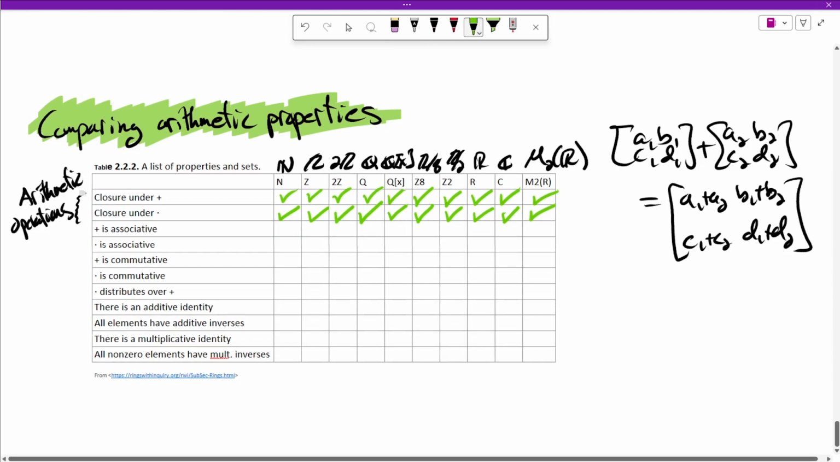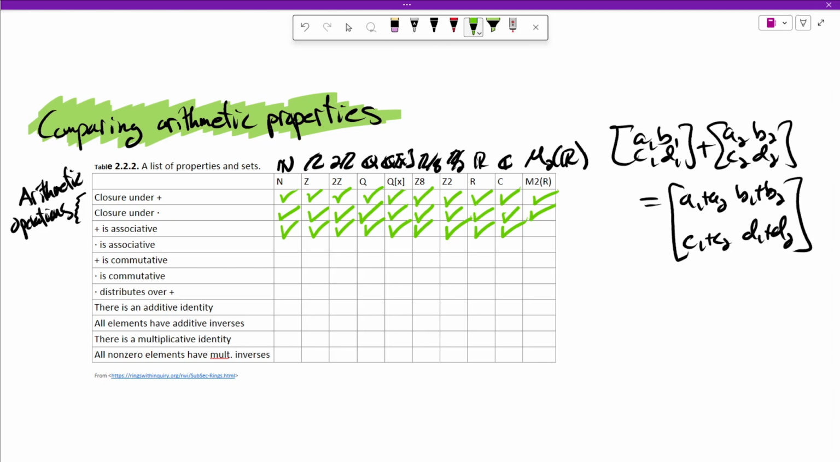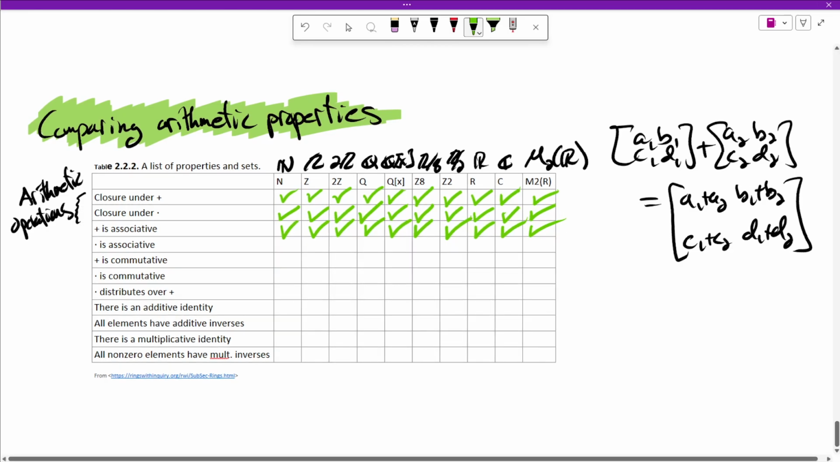So is plus associative in N? Yep. Z, yep. 2Z, yep. Q, yep. Q adjoin X, yep. Z mod 8, yep. Z mod 2, yep. R, yep. C, yep. Matrices are entry-wise, and it's just a bunch of additions in R, so it's defined by doing 4 separate additions of real numbers. So it's associative for real numbers, so it's going to be associative there as well.